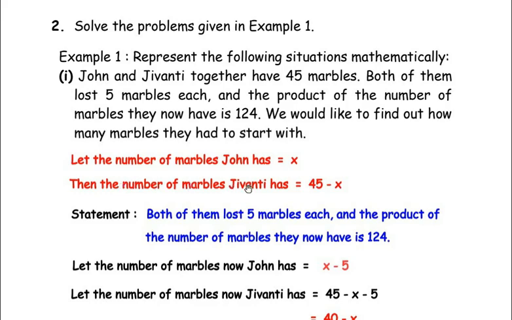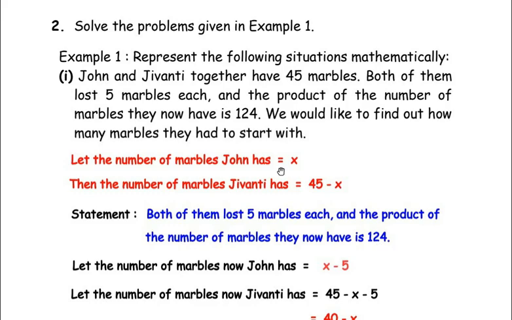Then the number of marbles Jivanti has is 45 minus x, because both together have 45. So if, for example, John has 10, then Jivanti has 45 minus 10, that is 35 marbles. Now once we have got this, let us focus on the given statement. Both of them lost 5 marbles each, and the product of the number of marbles they now have is 124.